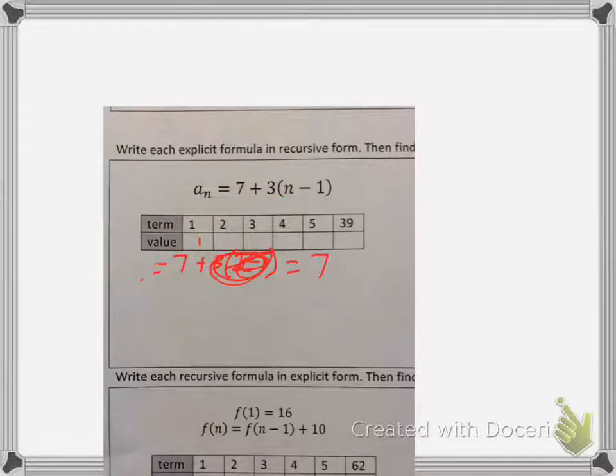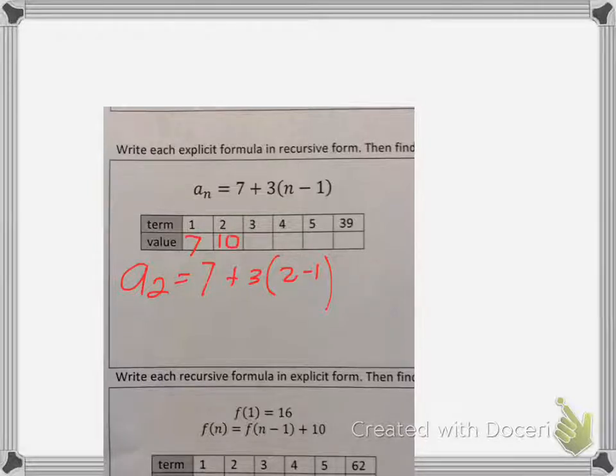Now I'm going to do the same thing. I accidentally erased my answer there. For the second term, this time for my n value, I'm going to substitute in the number 2. So a sub 2 equals 7 plus 3 times 2 minus 1. You can just plug that in your calculator exactly the way it is there with the parentheses and everything, and it will give you the answer. So take a minute and punch that in. 7 plus 3 parentheses 2 minus 1, close your parentheses, and your calculator will give you the number 10.